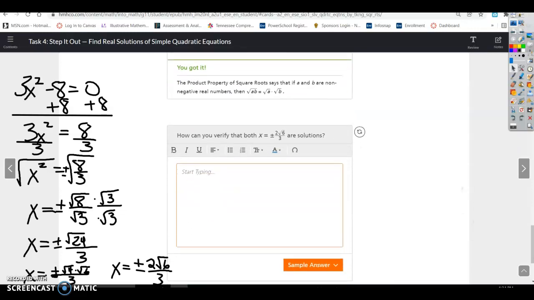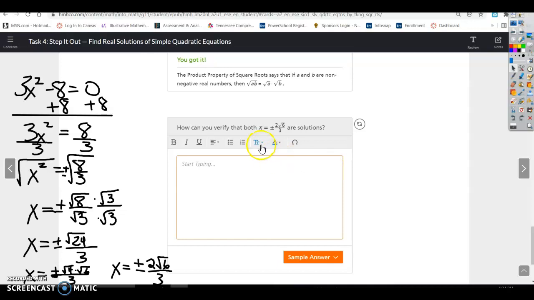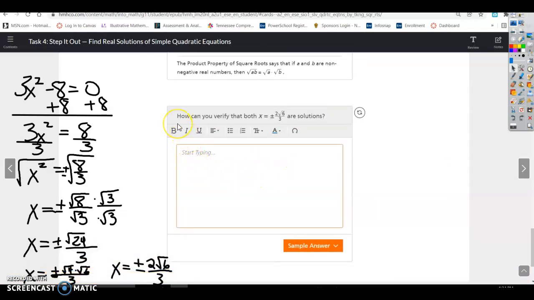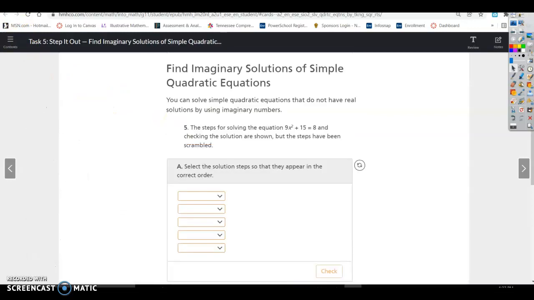All right, so it says, how can you verify your solutions? You can plug them in and check it to see if it works. All right, that's all for task 4. If you have any questions, let me know.